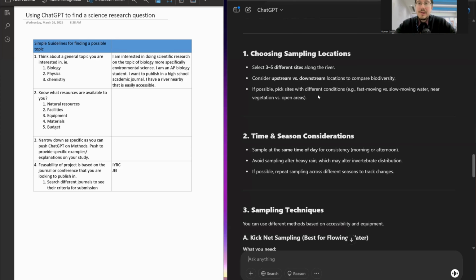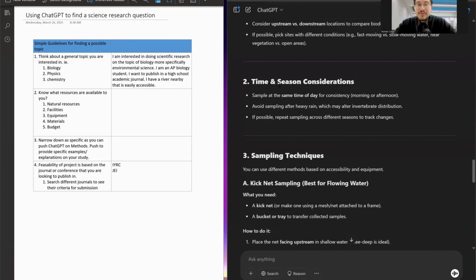Do you want to compare a slow moving water area versus a fast moving water area along the river, right? You can even compare lake versus rivers if you want, right? That can add depth to your study.